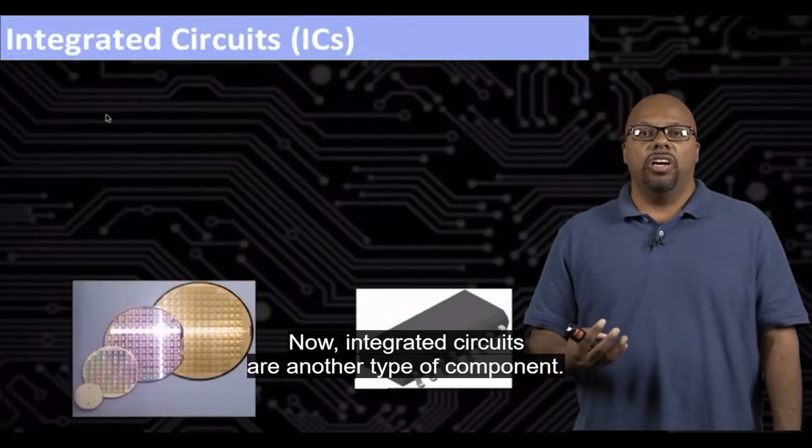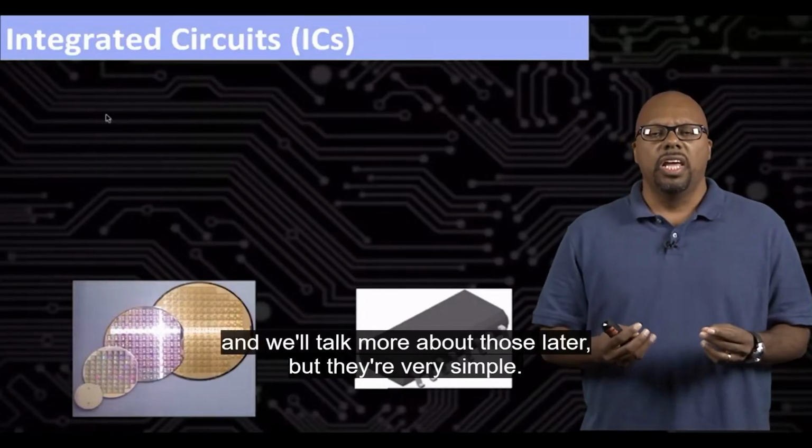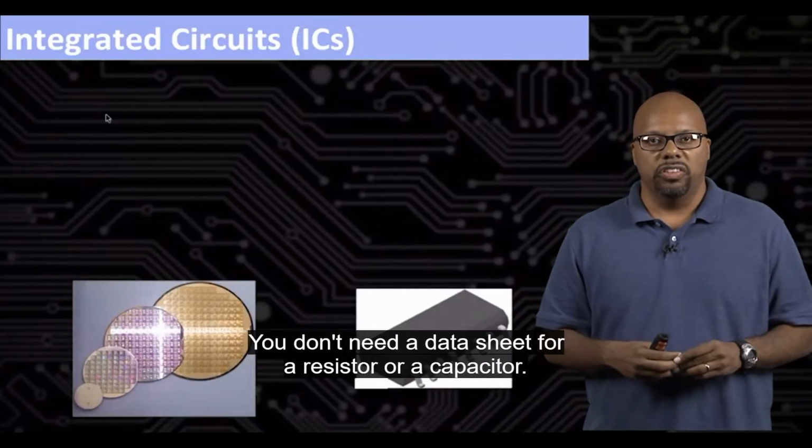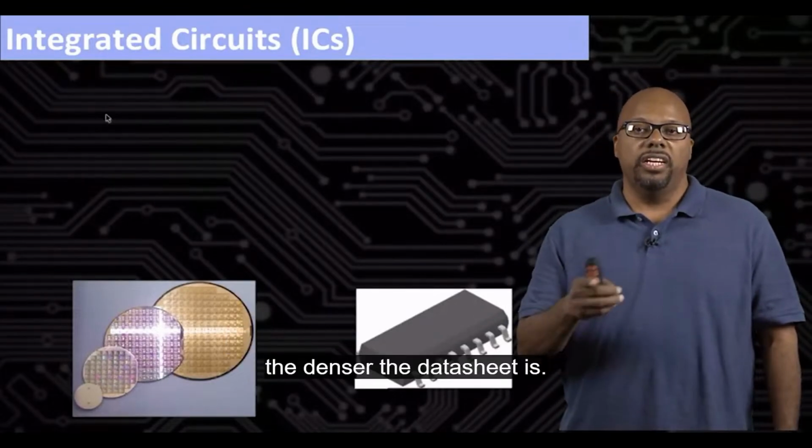Now, integrated circuits are another type of component. There are simple components and more complicated components, and the data sheets vary in complexity. If you look at a simple component like a resistor, and we'll talk more about those later, they're very simple. You don't need a data sheet for a resistor or a capacitor. You need minimal information about those components. But the more complicated the component, the denser the data sheet is. Integrated circuits are basically the extreme of that.